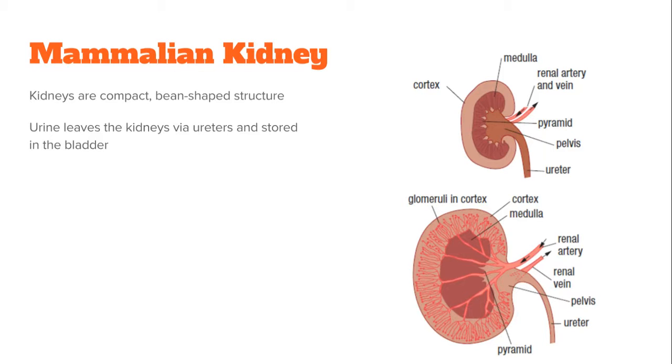We can see that there's quite a few different structures. We've got the cortex, the medulla, and then we've got the renal arteries and veins. So they're a direct artery and vein that come to and from the kidneys. That cortex and medulla region both have a special role to play with the function of the kidneys. We can see in the bottom picture that the cortex is where the glomeruli are located, and we're going to learn about those in a few of the upcoming videos.